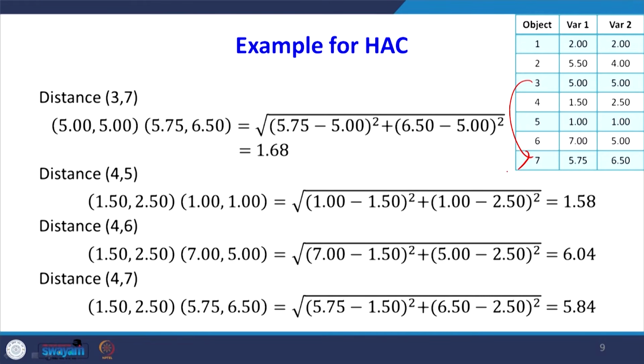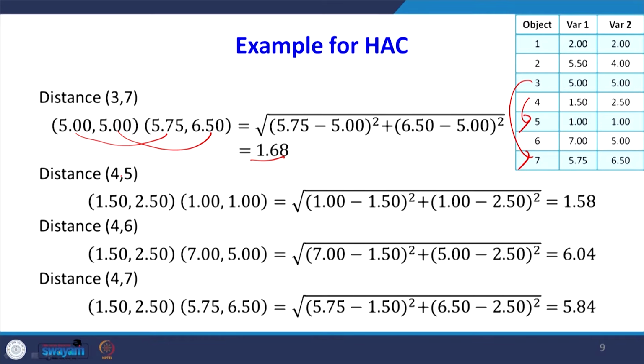We know the position of 3 is 5 comma 5, and 7 is 5.75 comma 6.50. So, this difference whole square and this difference whole square: (5.75 minus 5) whole square plus (6.5 minus 5) whole square, that is 1.68. Now, we have found 3 versus all the points. Now, we will take 4 and 5, 4 and 6 and 4 and 7.